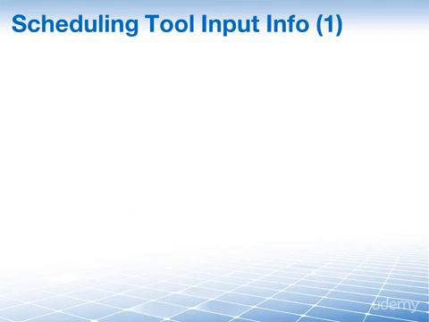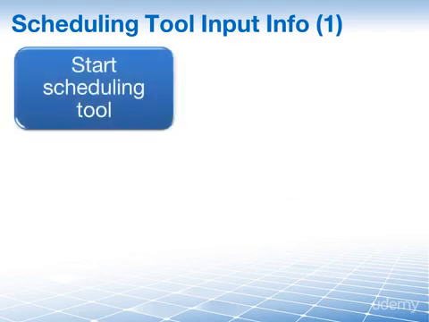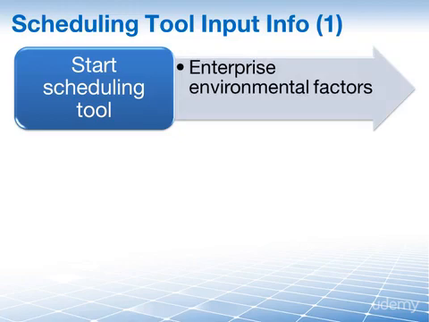But before we finish our discussion of the inputs to the develop schedule process, let's take a look at how we would input all of this information into a scheduling tool in order to understand why we need all of these inputs as a basis to develop our schedule. Let's do this together, step by step. The first thing we have to do is start our company's scheduling tool, the software application. And if we don't know what scheduling tool our company uses, we will have to look this up in our enterprise environmental factors.